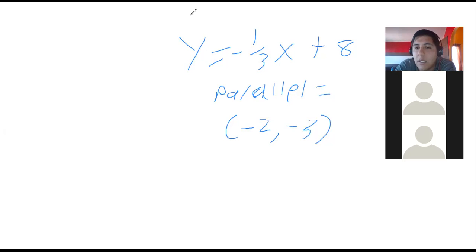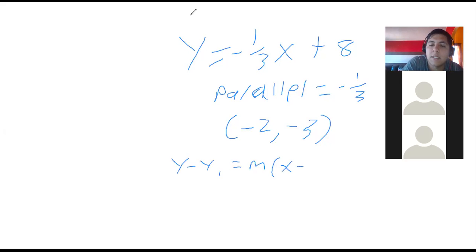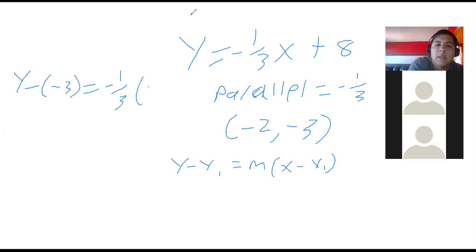Okay. So if we want a parallel line, again, what kind of slope do we need? The same slope, -1/3. And we have -2 and -3. So remember, for this, we would need to use the formula y minus y1 is equal to the slope times x minus x1. So let's put this into the formula. We have y minus -3 is equal to -1/3 times x minus -2.